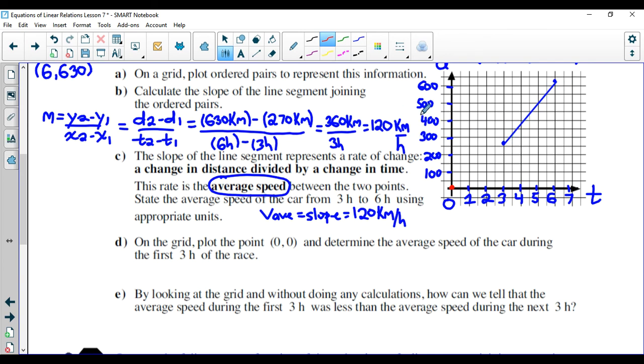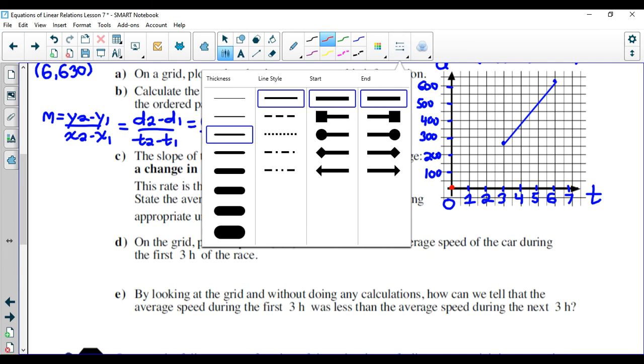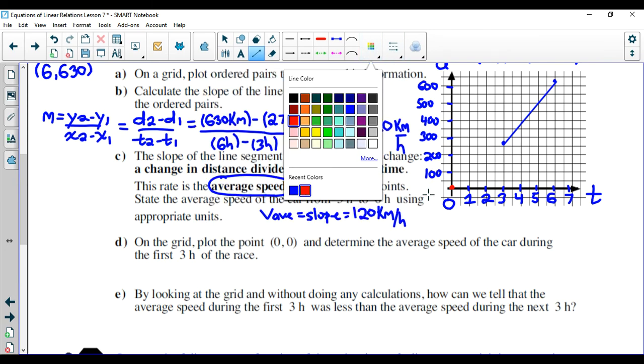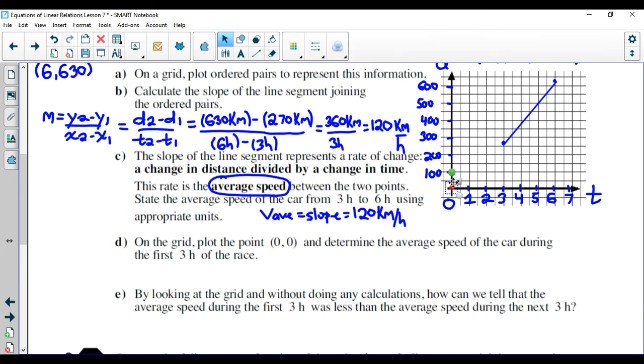So for the first 3 hours, they're moving at one specific speed. And then from 3 to 6 hours, they're moving at 120 kilometers per hour. So what I'm going to do is illustrate this on the graph by connecting another line segment. So let's go to a line here, and then we'll make it red this time. Okay, and I'm going to make a line go from here to there.